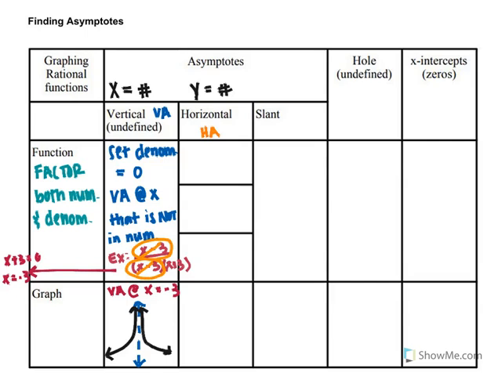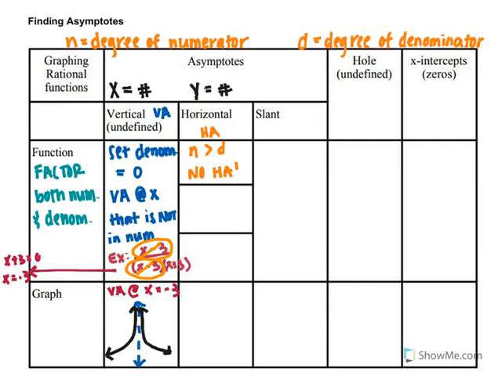Now there's 3 different instances where we could have a horizontal asymptote. And all of these cases are determined by the degree of your numerator and degree of your denominator. So let's let n stand for the degree of the numerator, and let's let D stand for the degree of the denominator. So let's look at our first case. If the degree of the numerator is bigger than the degree of the denominator, then we have no horizontal asymptote. Okay, so I'm going to go to the next page to show you an example of this.